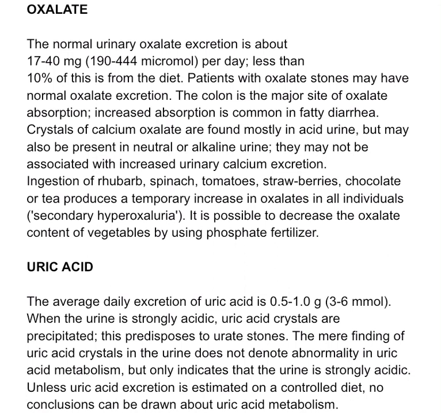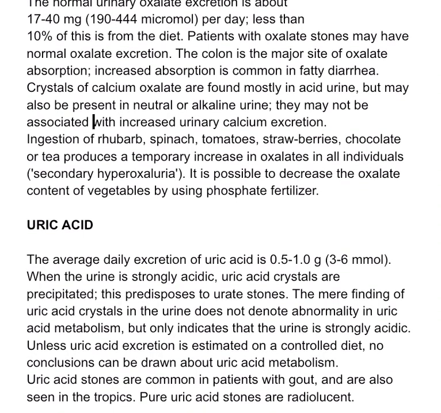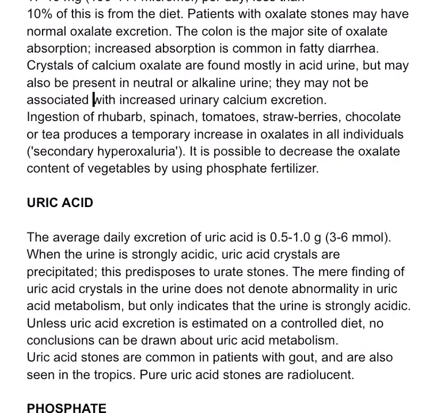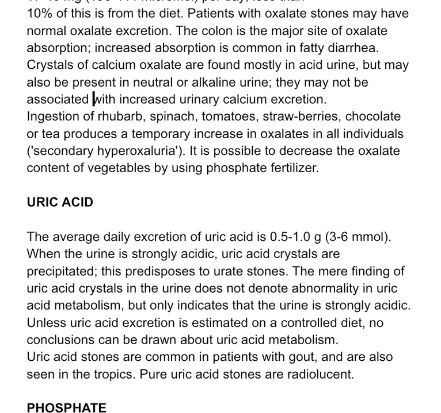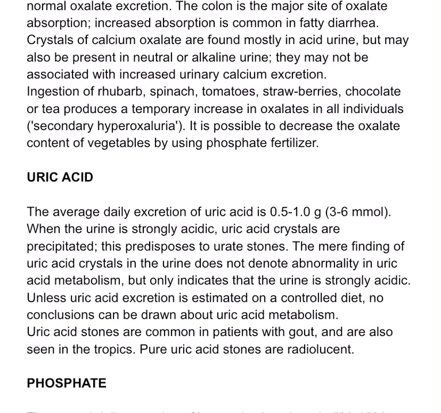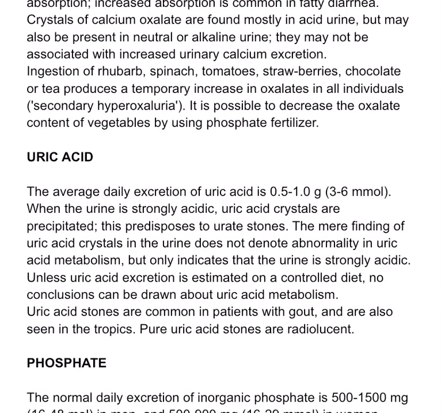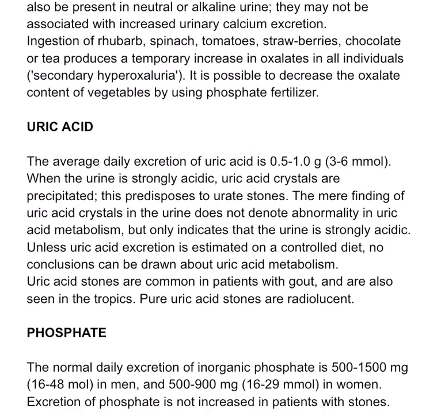Crystals of calcium oxalate are found mostly in acid urine, but may also be present in neutral or alkaline urine. They may not be associated with increased urinary calcium excretion. Ingestion of rhubarb, spinach, tomatoes, strawberries, chocolate or tea produces a temporary increase in oxalates in all individuals. Secondary hyperoxaluria. It is possible to decrease the oxalate content of vegetables by using phosphate fertilizer.